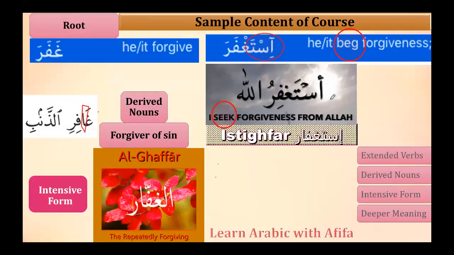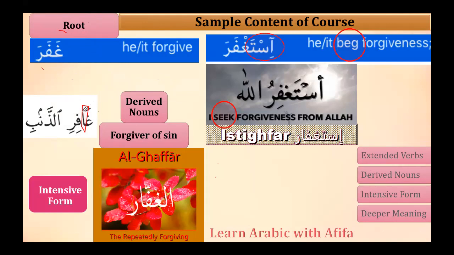Continuing our discussion with extended verbs. So let's look at a basic verb right here, and you will study later the concept of root letters. So for this simple verb here, the root letters are ghain, fa, and ra. It is very important that we study root letters because with the root letters, you add additional letters and they form certain patterns. Certain nouns are formed.